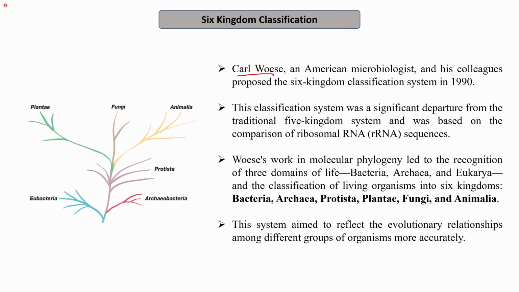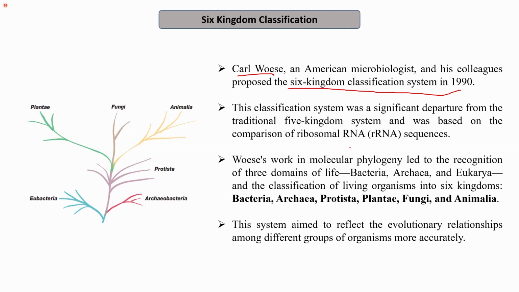So this is the 6 kingdom classification, which was proposed by Carl Woese, an American microbiologist, in 1990. This classification system was a departure from the traditional 5 kingdom classification, where all the organisms were classified into the 5 kingdoms based on their cellular structure, mode of nutrition, or their cell wall structure, etc. Now, in this 6 kingdom classification, newer technologies, that is sequencing, were used to analyze the similarities and differences between the different organisms.